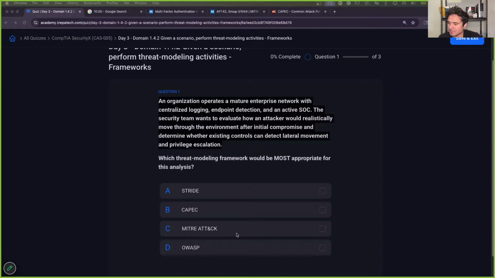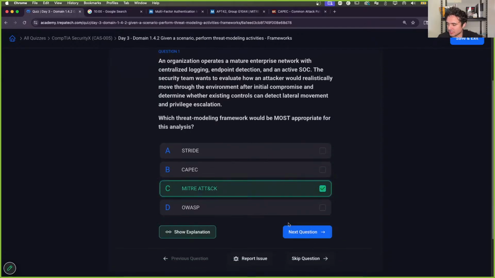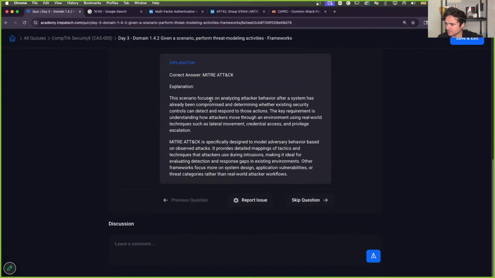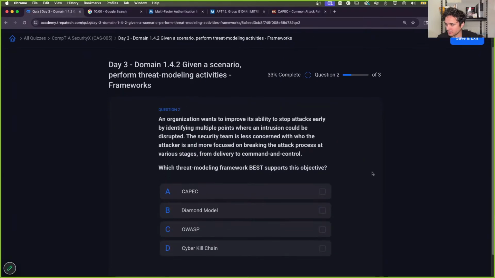What makes me think it's MITRE is because it looks like this is trying to tell us we need to figure out TTPs, okay? If we didn't have this line here, how an attacker would, if we're just like, we want to see lateral movement or we want to determine lateral movement, maybe I'd go towards B. But I'm going to go with MITRE ATT&CK here. Let's read our explanation. So the MITRE ATT&CK is specifically designed to model adversary behavior based on observed attacks. Okay, so yeah, we were right. MITRE ATT&CK framework.